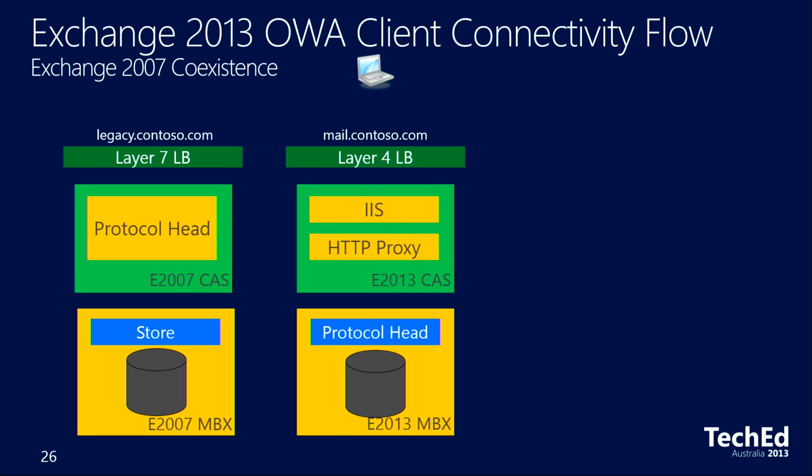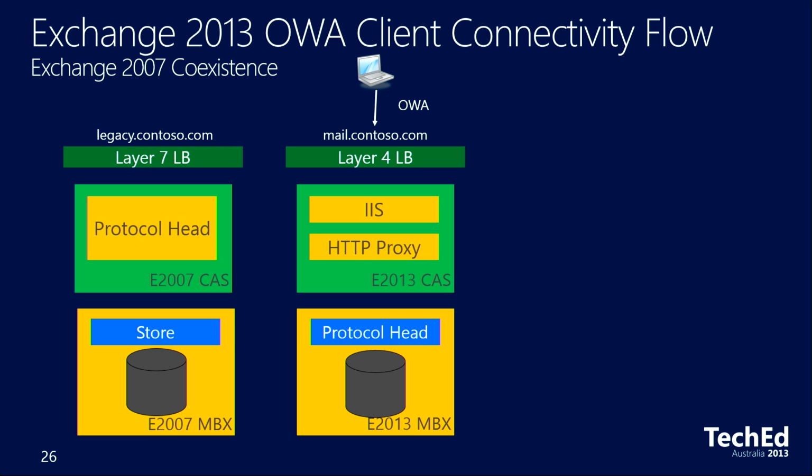Now let's look at how the 2007 experience is. It's a little bit different. So here we've got one internet-facing site. They're both in the same site, but we've got two namespaces because we have to have that legacy namespace in front of the 2007 CAS servers.